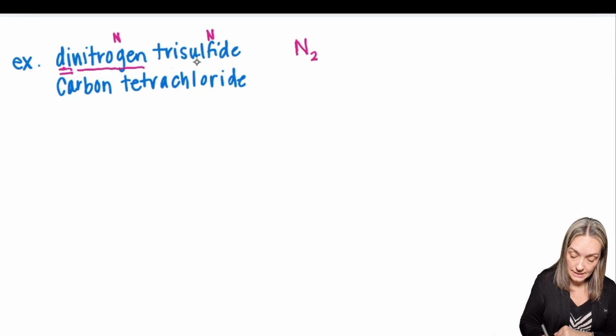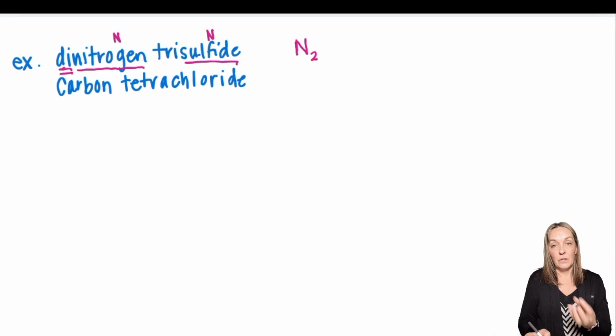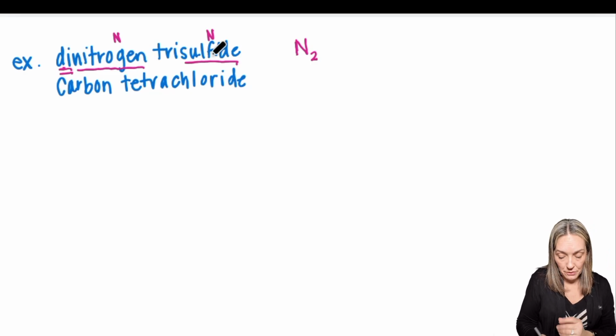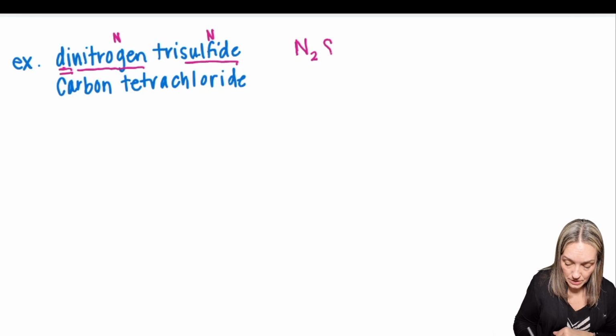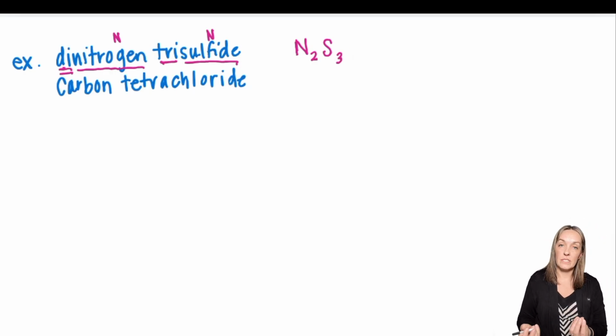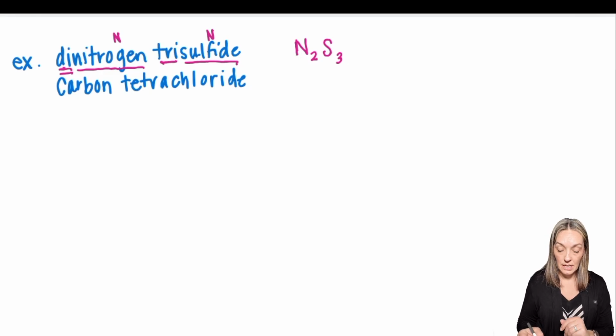If I look at my second element, sulfide. Sulf, the only nonmetal that starts with sulf, the root of the word, is sulfur. Sulfur has a symbol S, and the tri indicates that I have 3 of them. There's no need to balance charges like we see in ionic compounds because remember, these guys are sharing their electrons. No electrons are gained or lost.